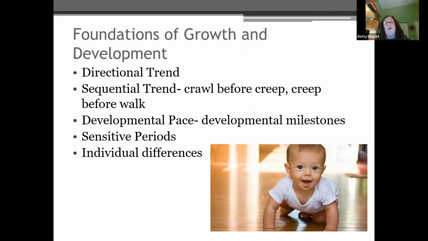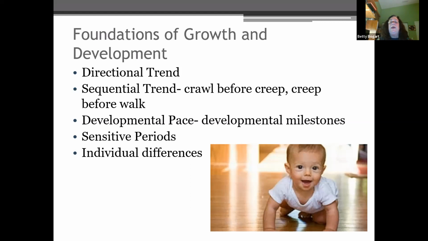Now there are different ways of looking at development, and these are important things for you to look at as you're doing your readings: directional trends, sequential trends, developmental pace. Sequential is you lift your head up first, and then you turn from back to front, front to back, and then you crawl before you creep, creep before you walk. These are all things that we do.